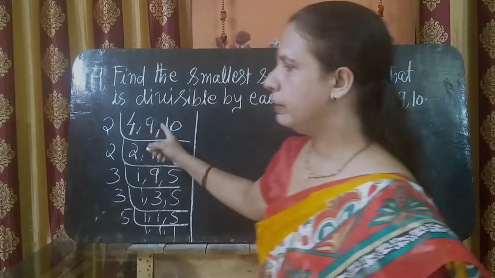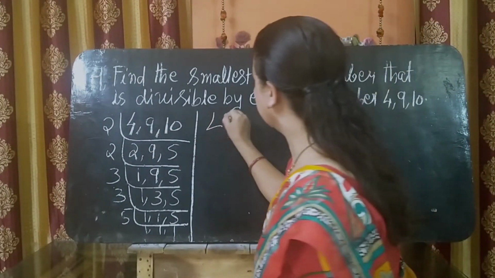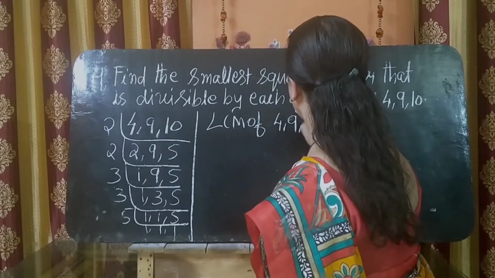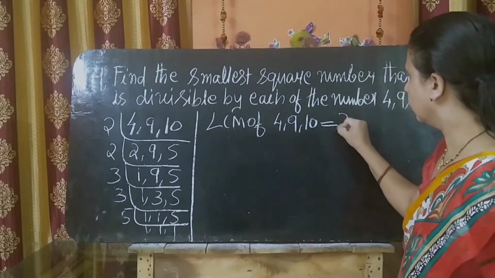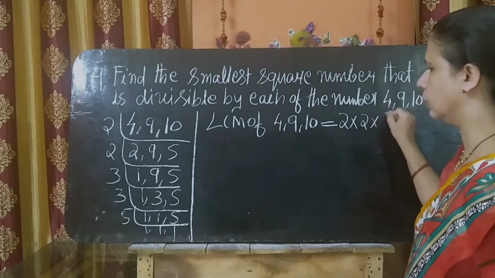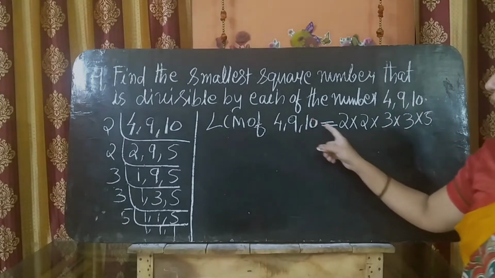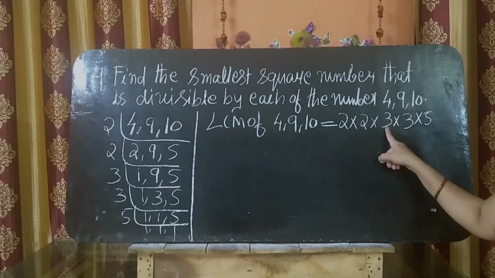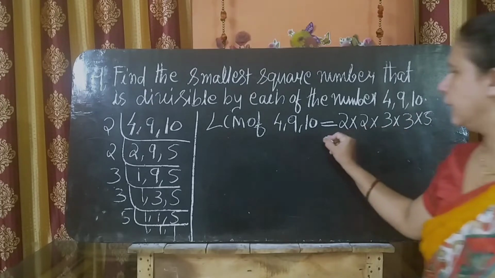Then we have to write the LCM of 4, 9 and 10. LCM of 4, 9 and 10 equals these factors: 2 into 2, 3 into 3 into 5. Then multiply these numbers. 2 2s are 4, 4 3s are 12, 12 3s are 36, 36 5s are 180.